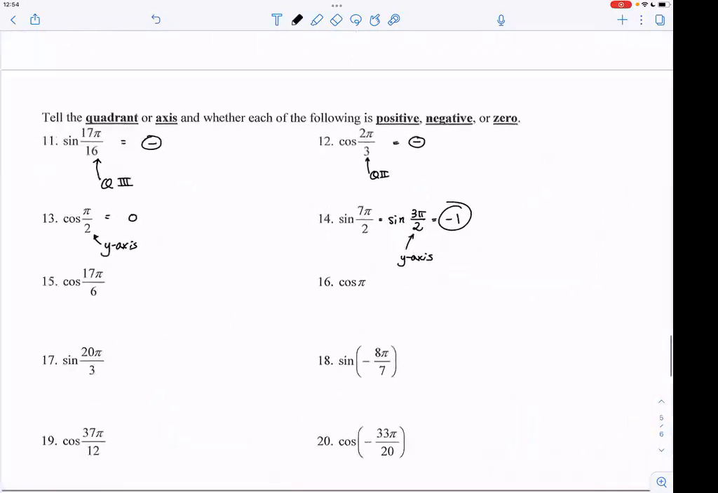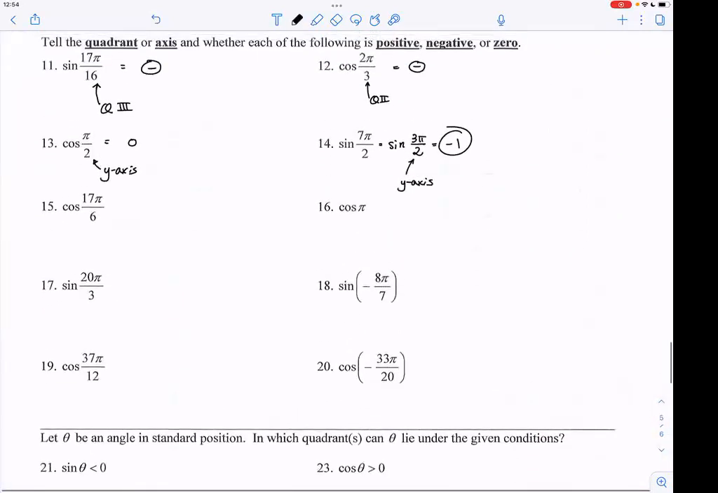All right. Now, remember, go home, get started with your unit circle practice. Okay.